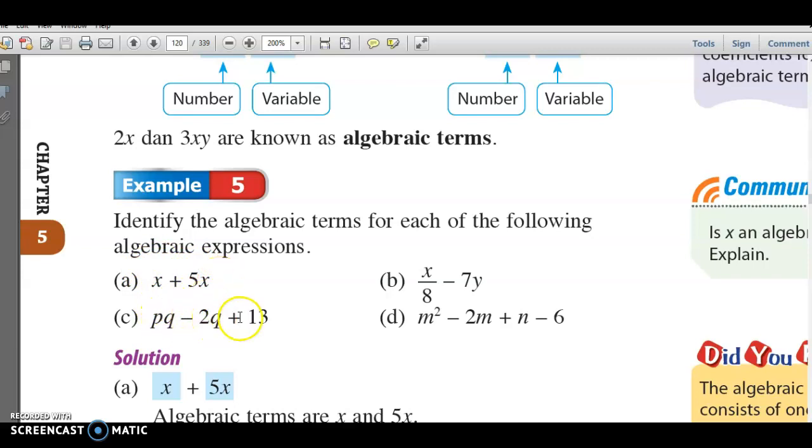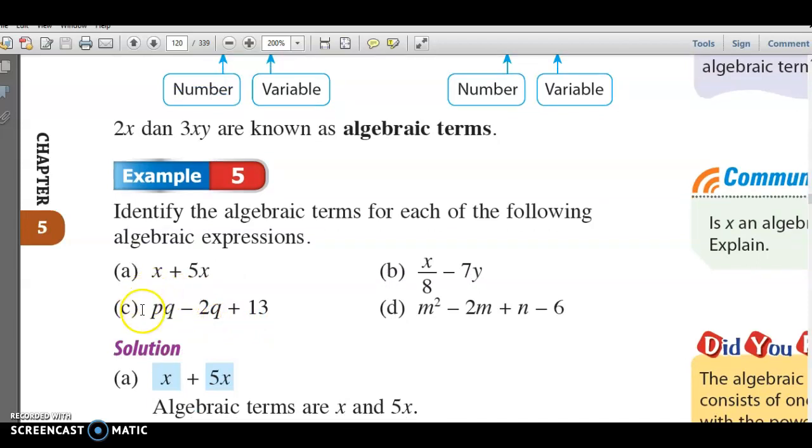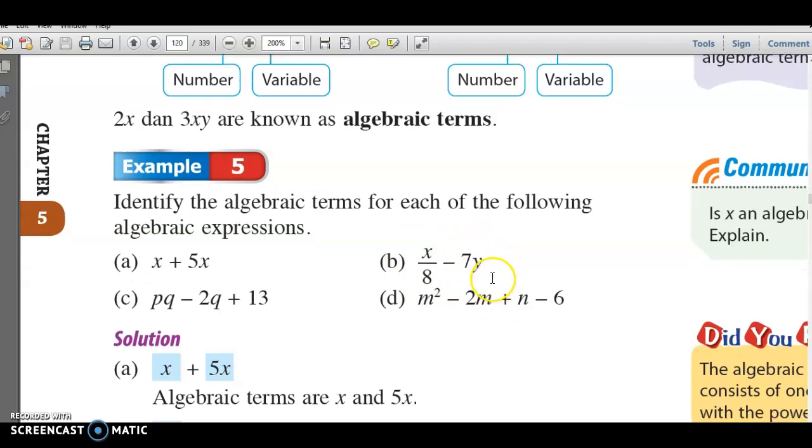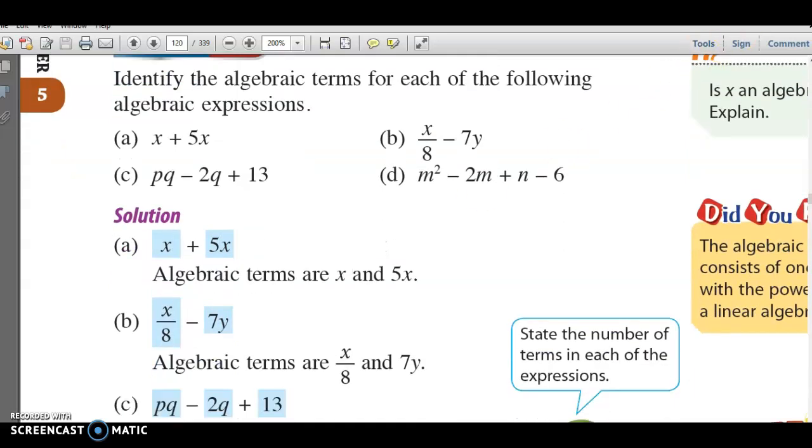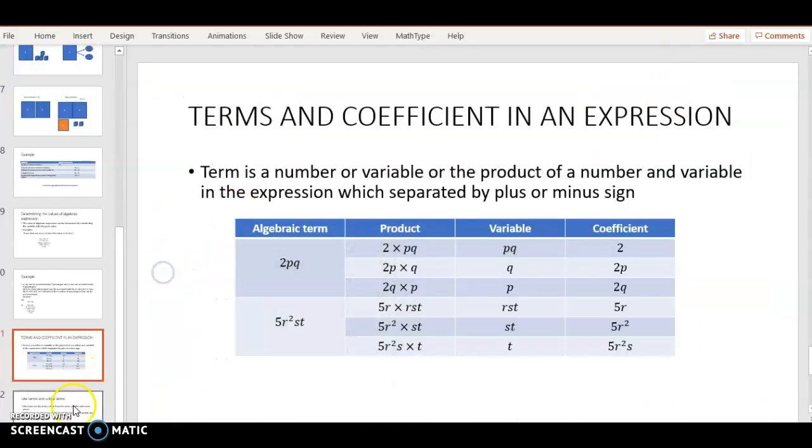PQ minus 2Q plus 13, so that means PQ is an algebraic term, 2Q is an algebraic term, and 13 is an algebraic term. Okay, for x divided by 8 minus 7y, which ones are the algebraic terms? It should be x divided by 8, and the other one will be 7y. Okay, this is how you identify the algebraic terms. And then we move on to another one.